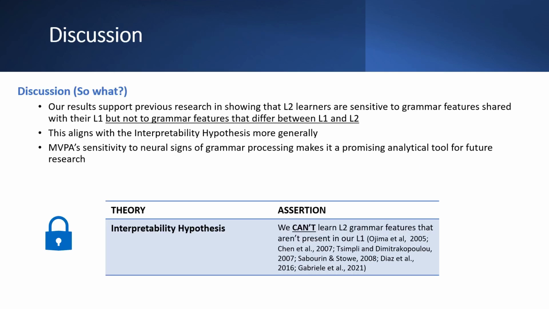In interpreting our results, we note that they support previous research in showing that second language learners are sensitive to grammar features shared with their native language, but not to grammar features that differ between their native language and their second language, which aligns more generally with the interpretability hypothesis. And more broadly, we note that MVPA sensitivity to neural signs of grammar processing makes it a promising analytical tool for future research.